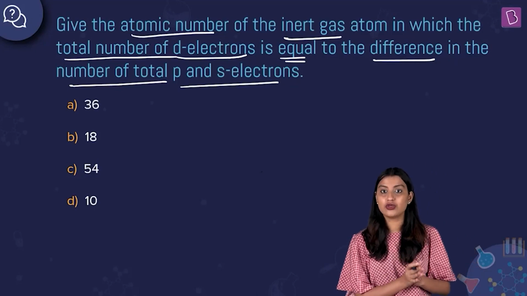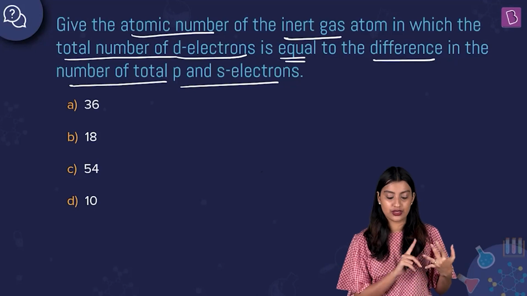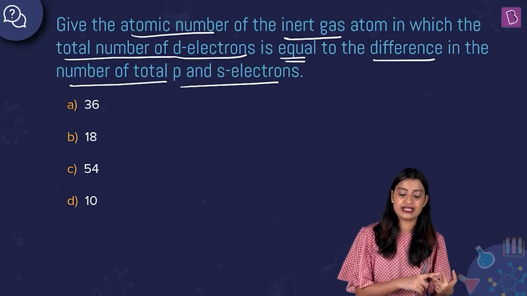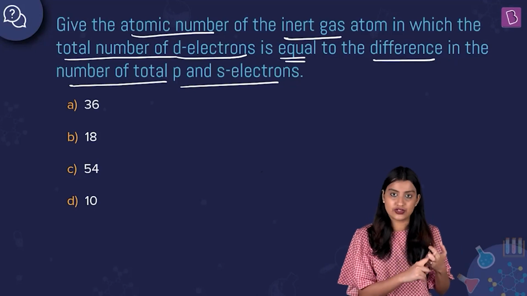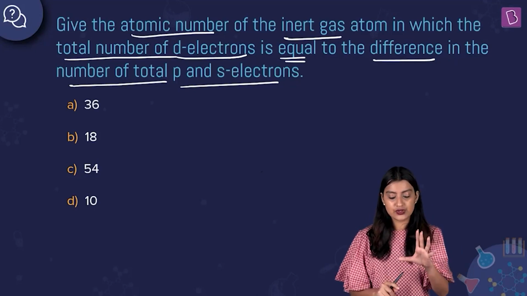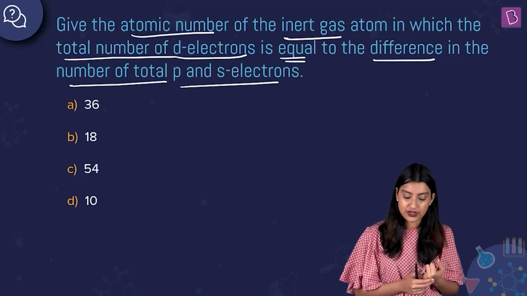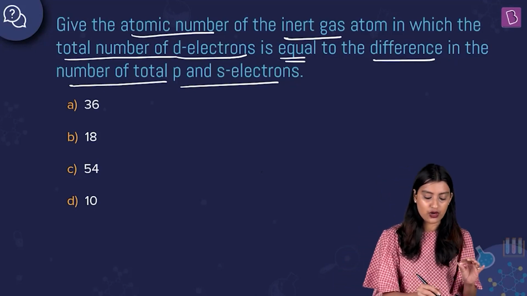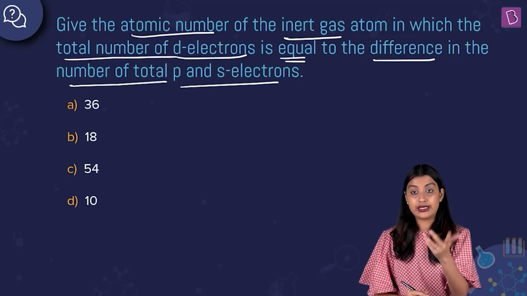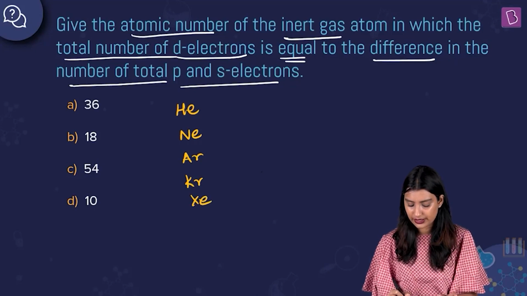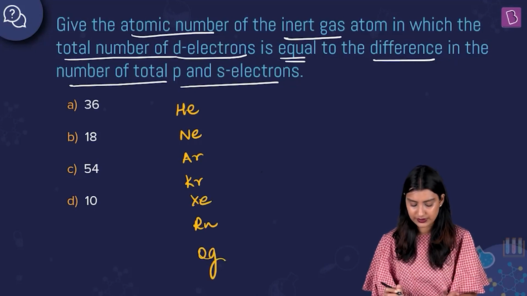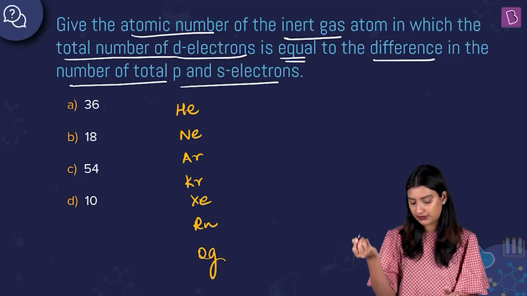So first of all, you need to know what are the inert gases, what are the atomic numbers, which one has how many d electrons, how many p electrons, how many s electrons. Basically, you need to know how to write down the electronic configuration, right? So once you know all of these things, then you can solve this question. So first, I'll write down what exactly my inert gases are. I have helium, neon, argon, krypton, xenon, radon, and oganesson.